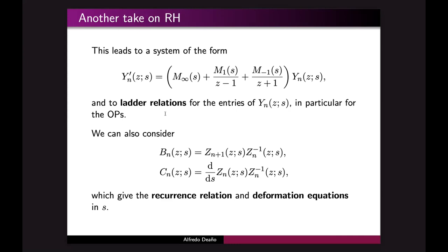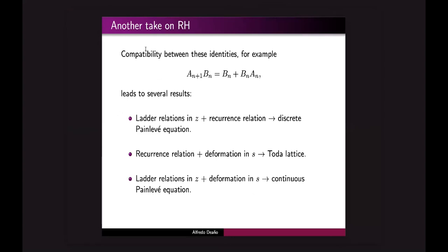And then, because the jump is constant, you do the same thing with respect to n. So the shift in n times the inverse is also entire. And you can do the same with the derivative with respect to s times the inverse. So using again entire function and asymptotics, you can describe what B_n or C_n are. And then you have a whole set of identities. You have the recurrence relation, you have the deformation equations, and then you can start combining them. So you establish compatibility between these identities.